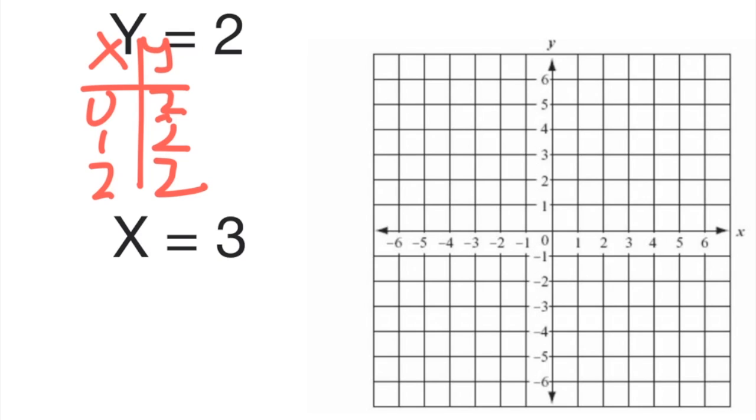Now let's plot it. 0, 2, 1, 2, 2, 2. As you can see, when we connect them, it makes a horizontal line. Anytime you have y equals something, it is a horizontal line.